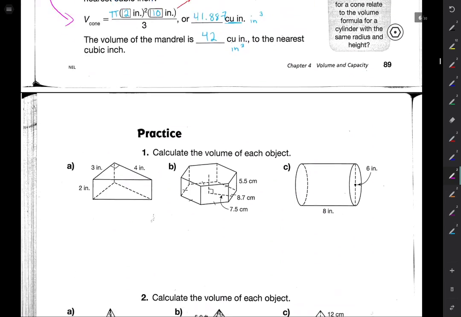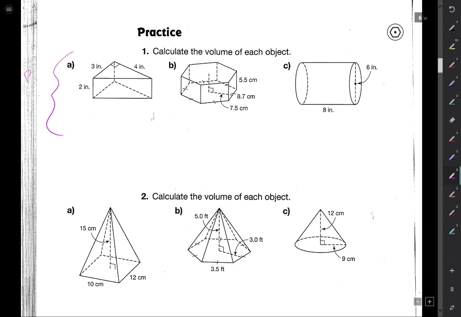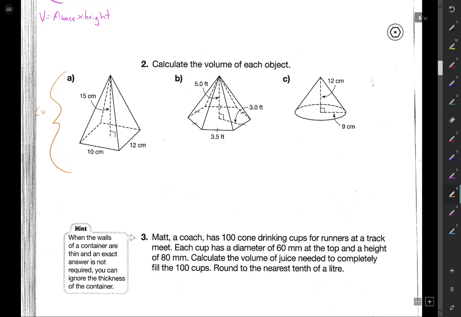In the practice questions, they gave you a bunch of prisms to find the volume of, and then a bunch of pyramids or cones. So these first 3 are all prisms. In order to find the volume, you're going to do area of the base times the height. And then in these second practice problems, these are all cones or pyramids. So your volume formula is area of the base times the height divided by 3.